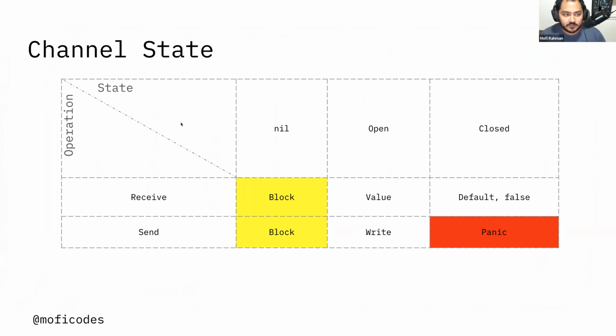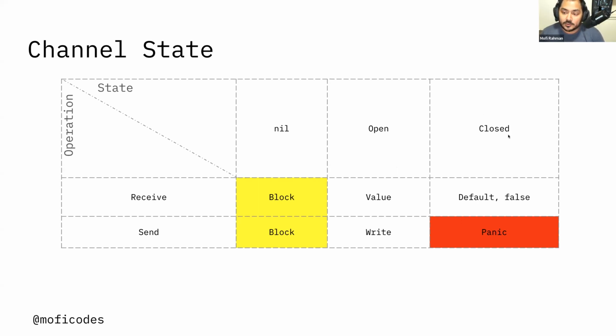So on the top, we have all the different states you can have on the channel. You can have a nil channel, a channel that hasn't been initialized. You can have a channel that is open, and you can have a channel that is closed. And the operations you can try to do on a channel can be receive or send. So if you try to receive from a nil channel, that is going to block your code until something changes. If you try to send on a nil channel, it's going to block until something changes as well. If you try to receive from an open channel, you should receive a value that is in that channel. If you try to write to an open channel, you should be able to write whatever you want to write.